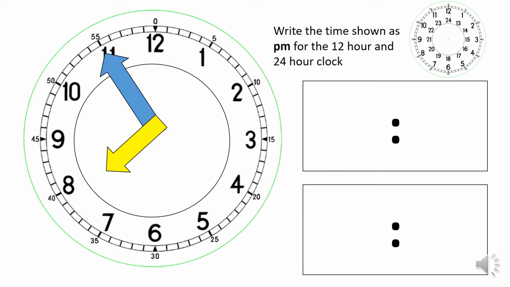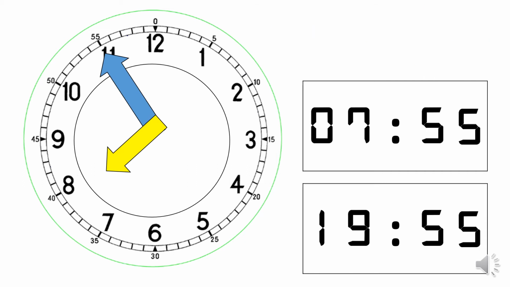Let's have a look at this one. 7:55 in the evening. How would I write it as a 12-hour clock and as a 24-hour clock? Take a pause in the video. Here we go then. 7:55 in the evening could either be written like this, using the 12-hour clock, or this one, using the 24-hour clock.